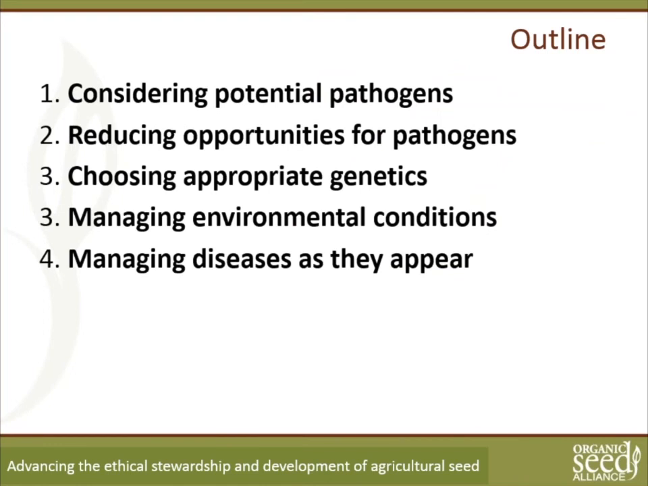We start by talking about how to consider which pathogens may be potentially problematic for your seed crop. And then I'm going to be talking about how to reduce opportunities for those pathogens to infect your fields. I'm going to be talking about how to choose appropriate genetics to reduce your risks of seed diseases, and then talk about how to manage environmental conditions to reduce the ability for those diseases to thrive in your fields. And finally, what to do when those diseases do appear. What are some management tools that you might consider?